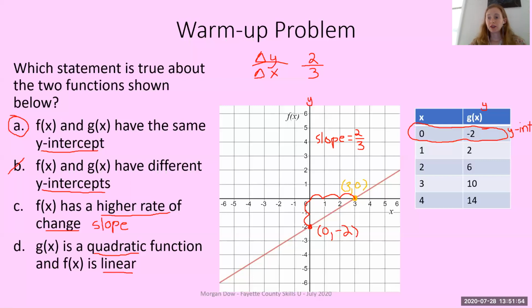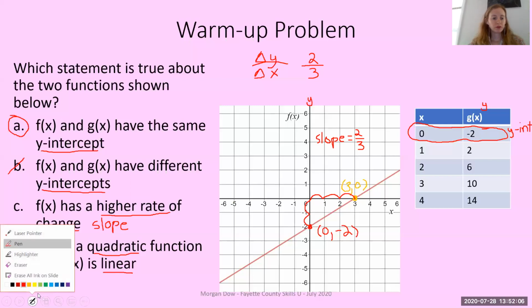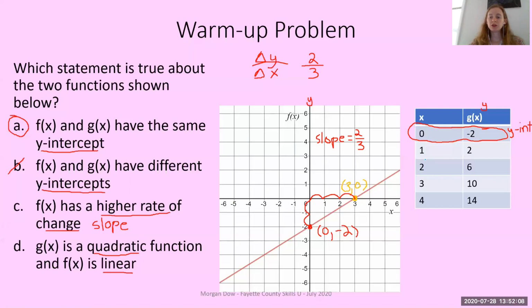So this slope is a fraction. It's an amount between 0 and 1. So it's not a very steep line. It's not going up super fast. Now let's take a look at g of x. When we're trying to determine slope from a table, what we want to do is observe, again, the change in y, so the change in the output column, compared to the change in x, the change that we see in the x column.